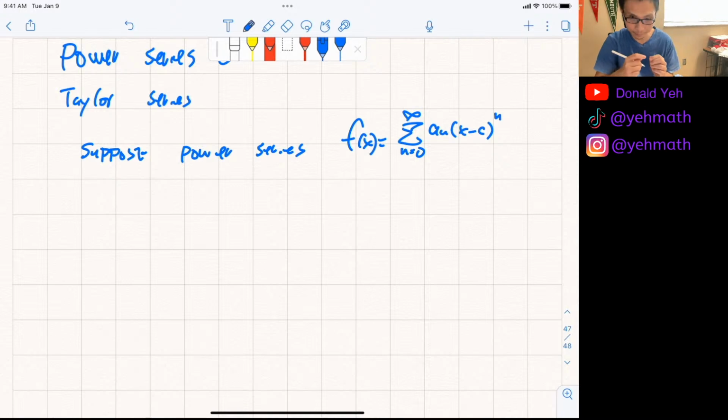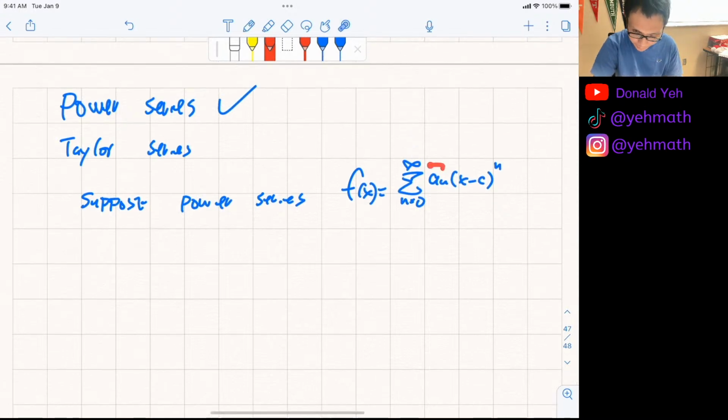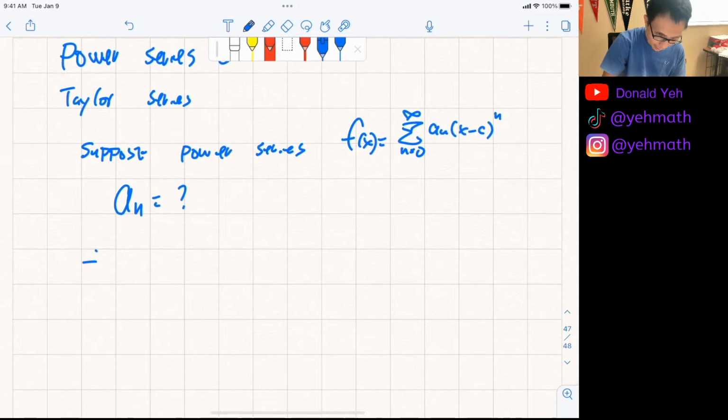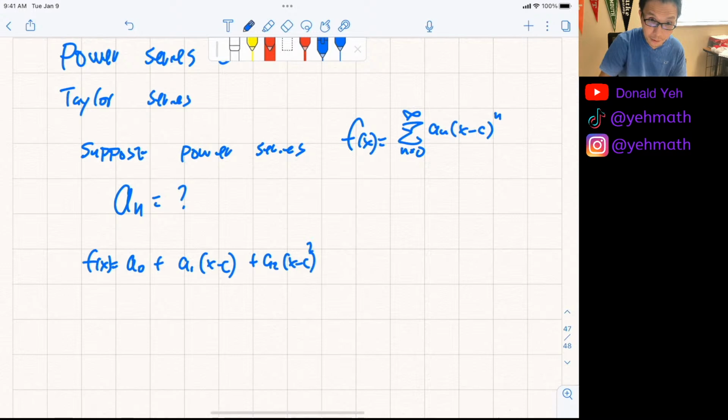So here's this. I want to get to this part, a sub n. I'm going to explain to you why I need a sub n, because a sub n is a question mark as of now. And this is where the Taylor series is very, very smart. So let's just say I have a function, and this function is a0 plus a1 times x minus c plus a2 times x minus c squared plus a3 times x minus c to the third, dot dot dot, up to a sub n times x minus c to the n.